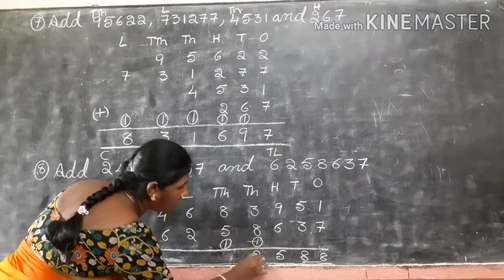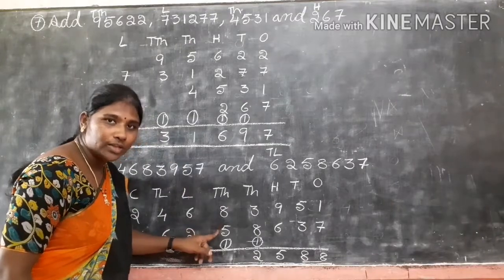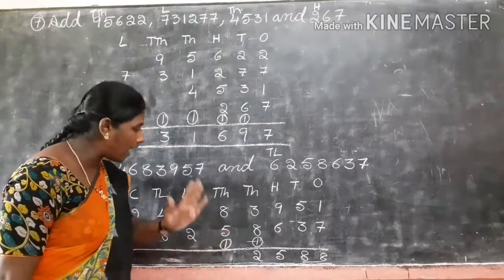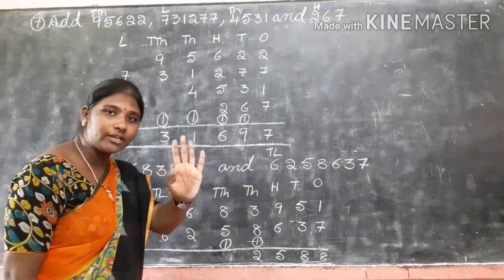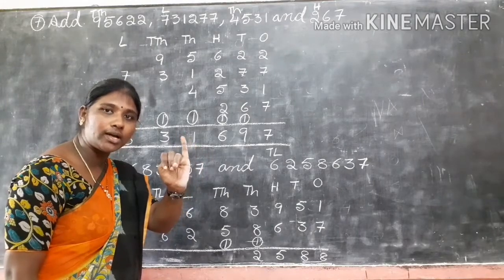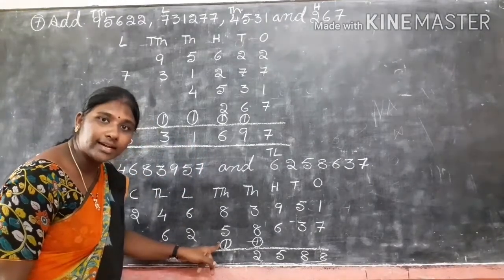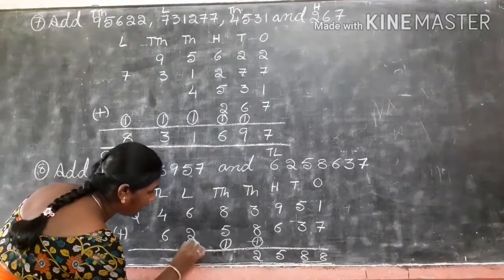Next, 8, 5. Here what is the middle number? 5. We have to take 5 fingers. 8 after: 9, 10, 11, 12, 13. Here 1 is there. 13 plus 1, 14.